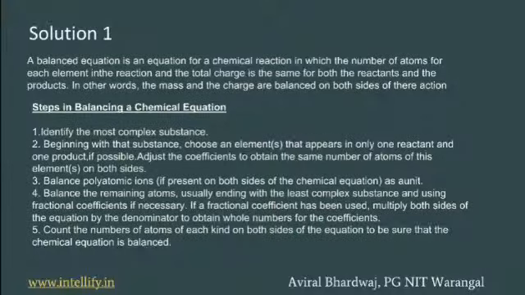A balanced equation is an equation of a chemical reaction in which the atoms of an element in the reaction and the total charge are the same for both the reactant and the product. It means it is a reaction in which the number of reactants and the number of products is equal. So that reaction is called a balanced reaction.